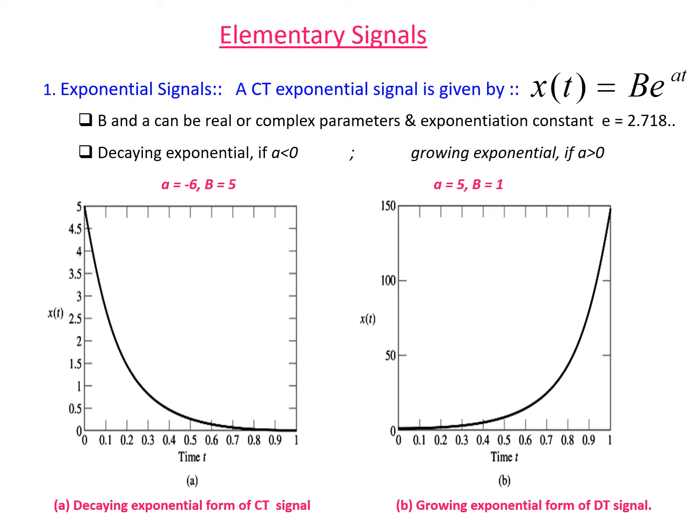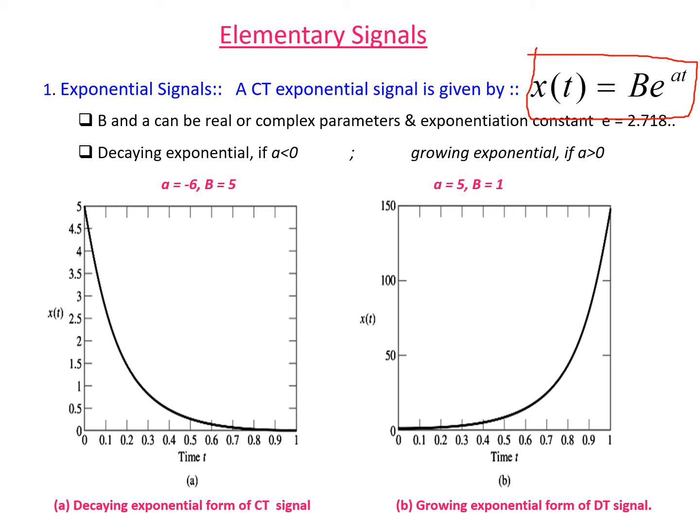See, in this equation, in this particular example, while plotting this graph, he has taken b equal to 5 and a as 6, minus 6, I'm sorry. a is taken as negative, that is a is less than 0. That's why you are getting a falling exponential. Now the value of e is always constant, 2.718. If you put the value of a equal to minus 6 and b equal to 5, let us see how the signal value varies.